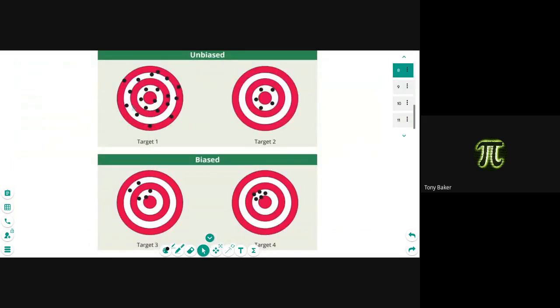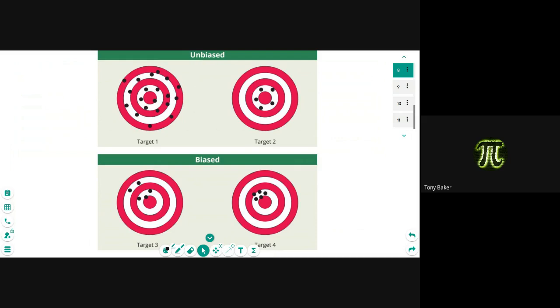So if we look here at this target, you wouldn't think that was a good sampling, but it's pretty grouped. It's pretty standardized all around. Same thing with this one. Or if you look at these, it's skewed one way or the other. So these would be biased results, and these would be unbiased results. No, the top is unbiased. The bottom is biased.